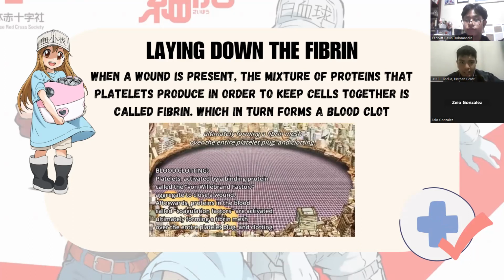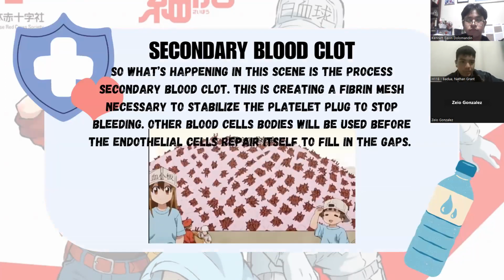Now, for the last scene, secondary blood clot. So this is the secondary process. What's happening here in this scene is the process of secondary blood clot. This is creating a fibrin mesh necessary to stabilize the platelet plug to stop bleeding, and it uses other blood cell bodies before the endothelial cells repair themselves so they can fill the gaps.